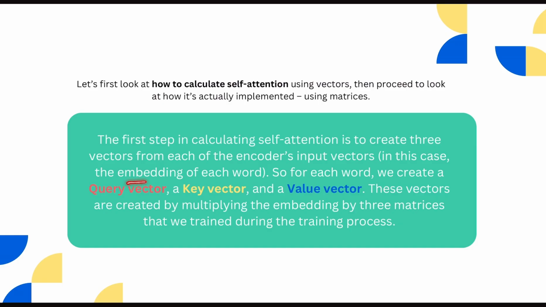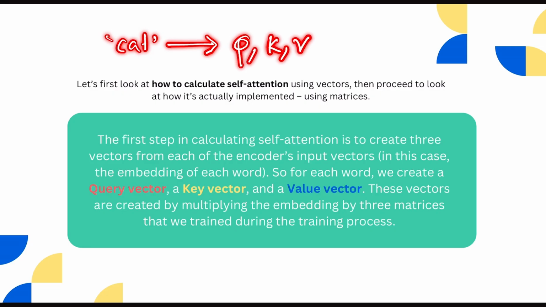The first step in calculating self-attention is to create three vectors from each of the encoder's input vectors, in this case, the embedding of each word. So for each word, we create a query vector, key vector, and value vector. These vectors are created by multiplying the embedding by three matrices that we trained during the training process. So for each word in the input sentence, let's say I am feeding in the word "cat", three vectors are created. What are those? Q, K, and V: query, key, and value.